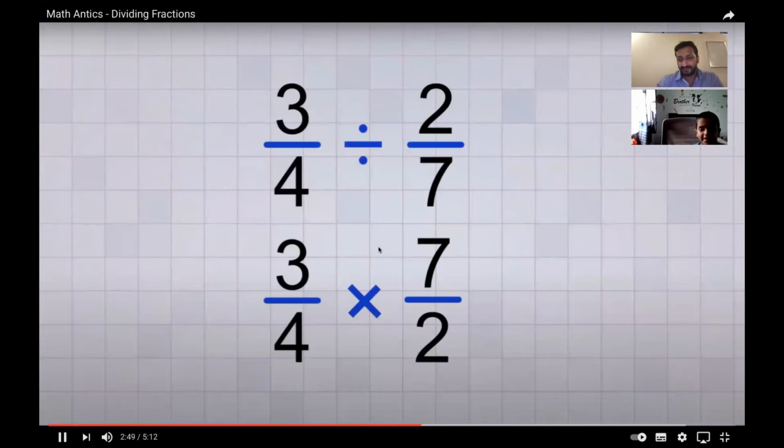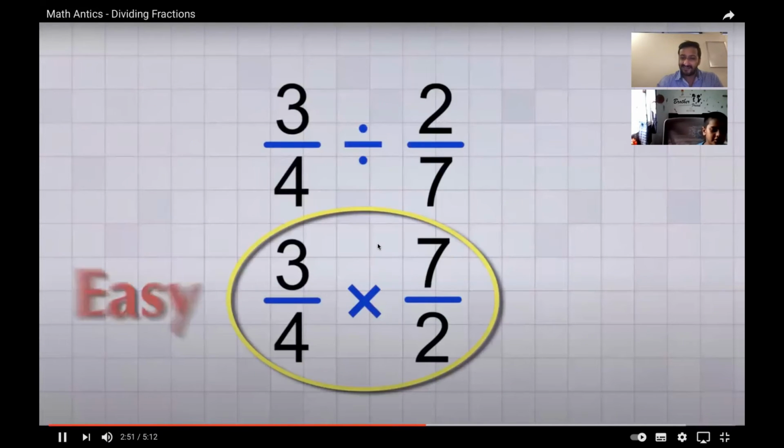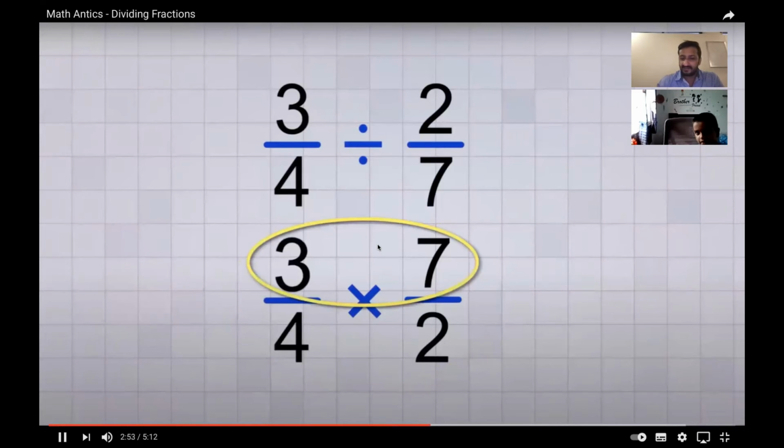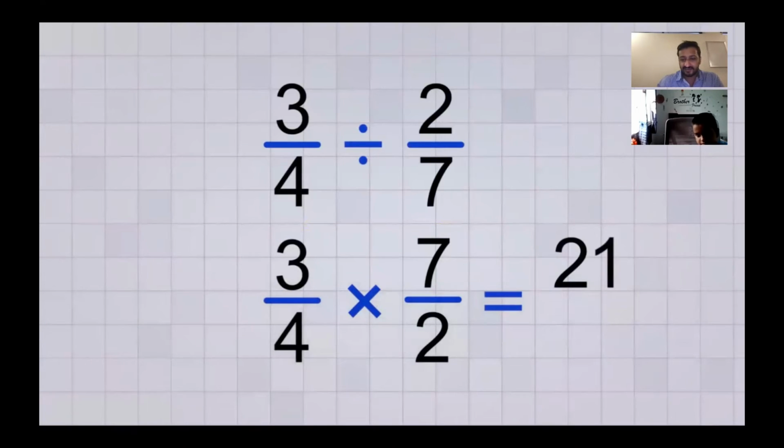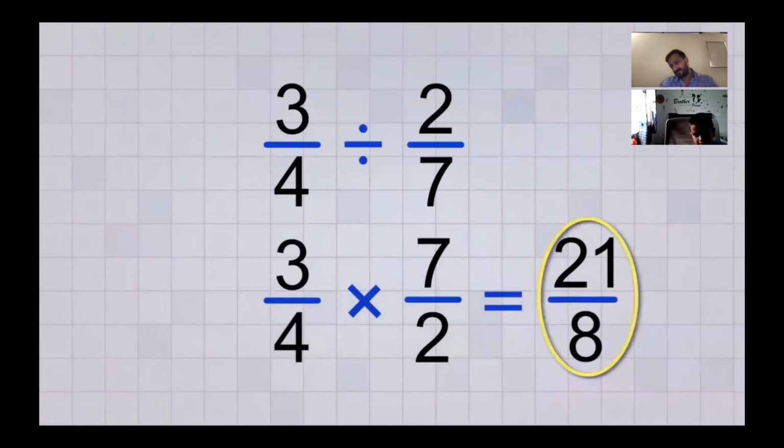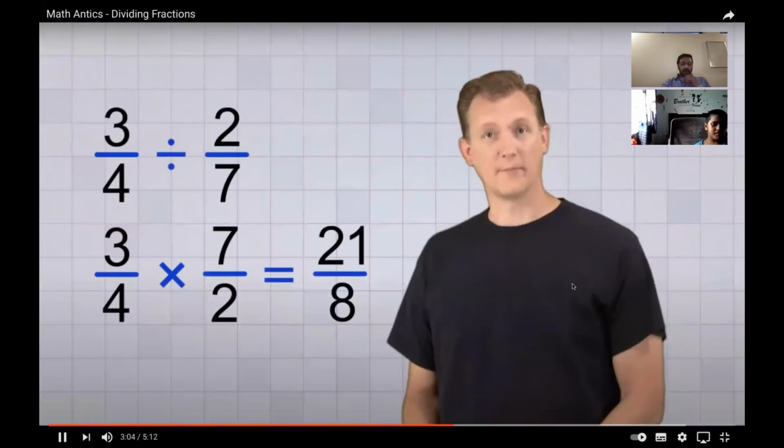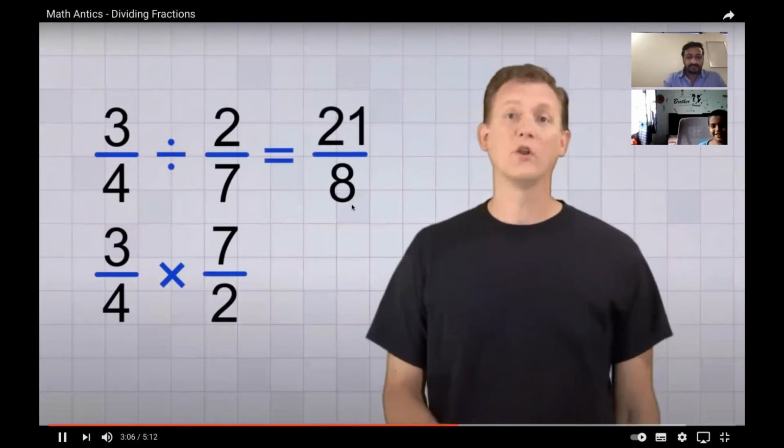Now, multiplication of fractions is easy. Just multiply the tops: 3 times 7 equals 21. And multiply the bottoms: 4 times 2 equals 8. And we have the answer to our fraction division problem. So 3 over 4 divided by 2 over 7 is 21 over 8.